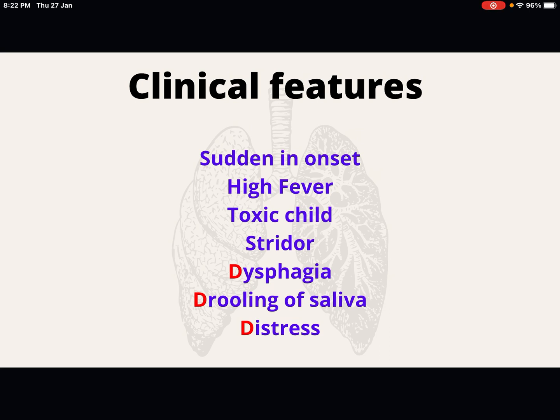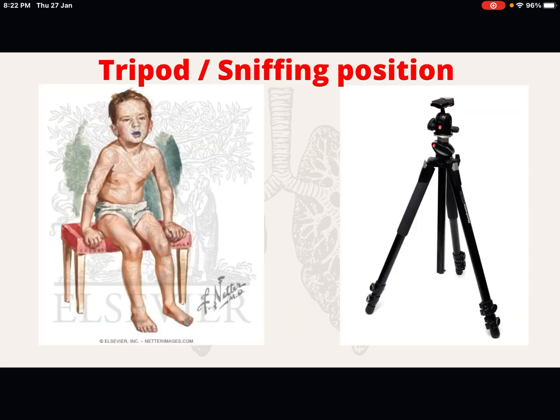And you can remember the 3 Ds. Dysphagia will be there, drooling of saliva will be there, distress will be there. Dysphagia, because there is an obstruction, so it will be difficult to eat. Drooling of saliva, because there is a blockage at the back, so the saliva will come out through the mouth. And distress, because upper airway obstruction is there.